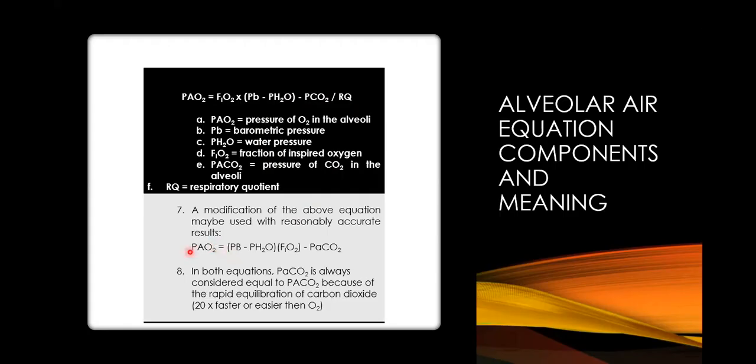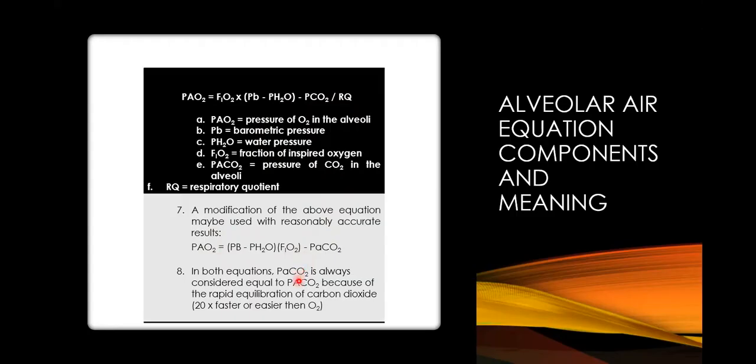Sometimes you'll see this one right here, guys. Sometimes the doctors will leave off the respiratory quotient. Sometimes it's a modified one when it just says P big AO2 equals the P bar minus the water pressure times the FiO2, subtract the CO2 from it, and that's it. They just leave the respiratory quotient off. Sometimes they do that. You'll see it either way, okay?